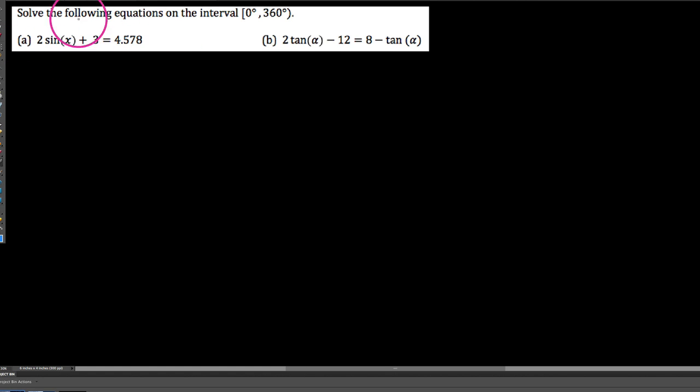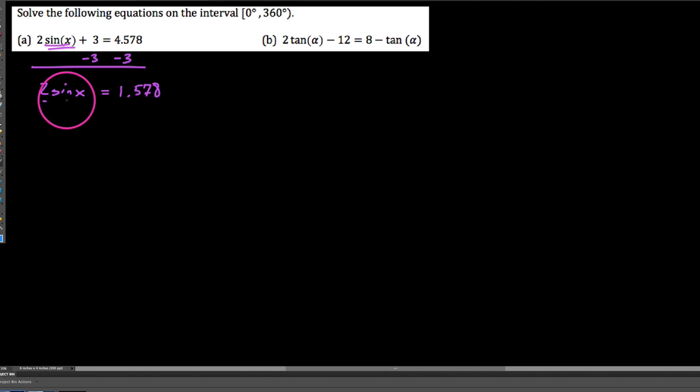So taking a look at these equations here, we'll start with letter A. What we want to do is solve these equations on the interval from 0 to 360. So what angles between 0 and 360 would make this true? Essentially, we're going to use the same practices we've had up until now, and that is to say we're going to isolate the trig function if at all possible. So we have 2 times the sine of our angle would be 3 less than 4.578. So this would be 1.578.